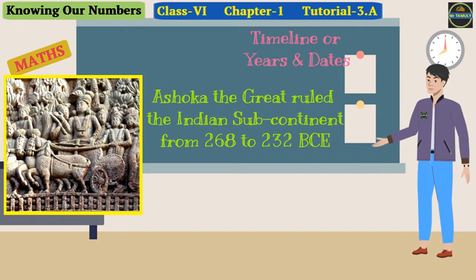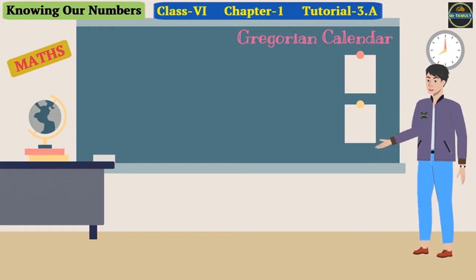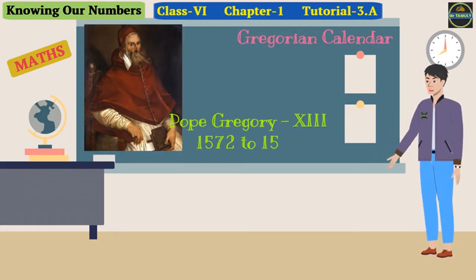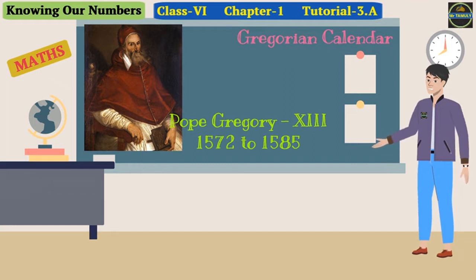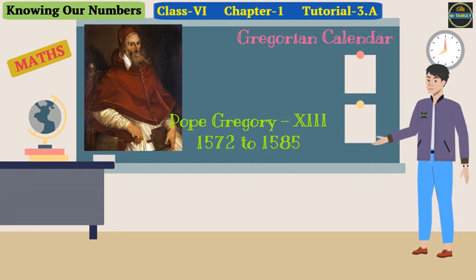The English calendar that we use routinely is known as the Gregorian calendar. It is called the Gregorian calendar because this calendar was promulgated by Pope Gregory XIII. He was the Pope from the year 1572 to 1585. Now, to understand the Gregorian calendar, let's look at a timeline chart.